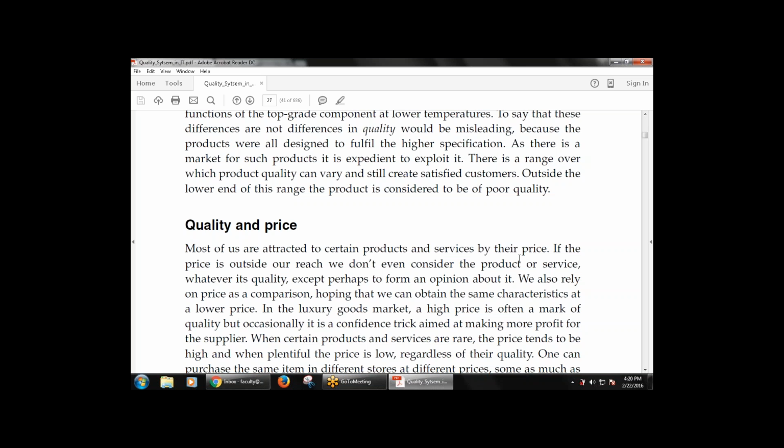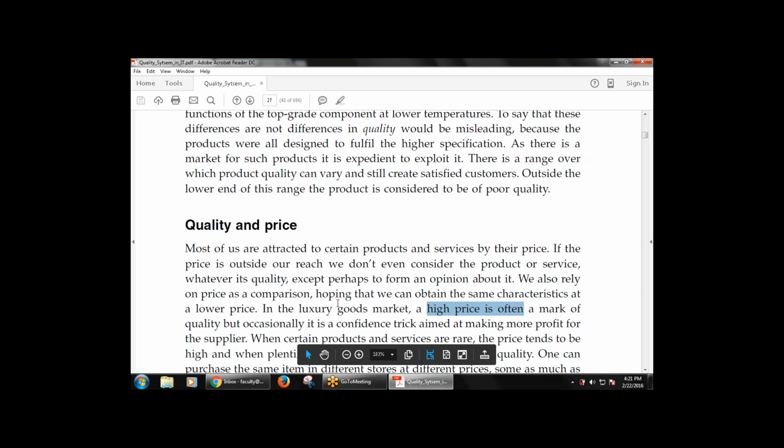So we rely on a comparison, hoping that we can obtain the same characteristics at a lower price. In the luxury goods market, a high price is often a mark of quality. But it is a confidence trick. That means it is a trick that is used to make a profit for the suppliers.